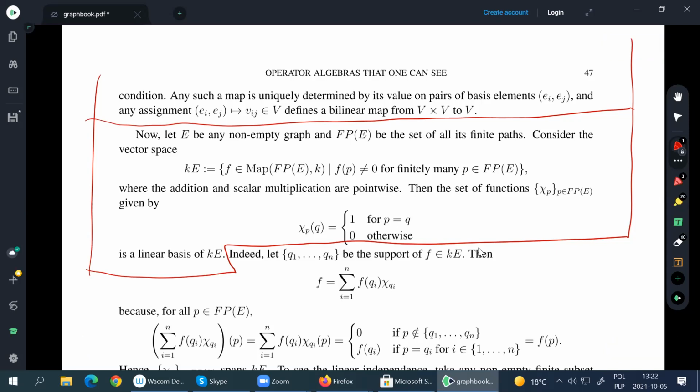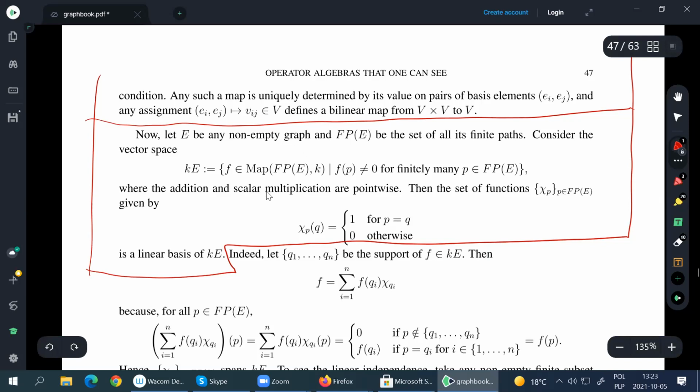So this is, if you want, the support function. That's why I denoted it by chi. This is a function on the space which is supported at one point, and I think this is a standard notation for support functions. That's why I chose it. And I dare say that this is a linear basis for this vector space. That's not a difficult observation. I'm not going to argue for this.